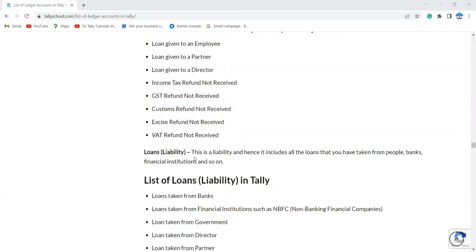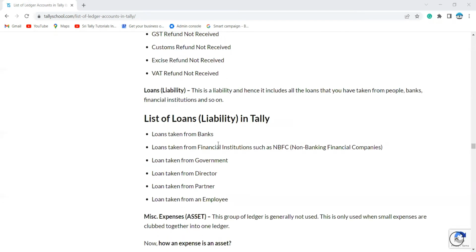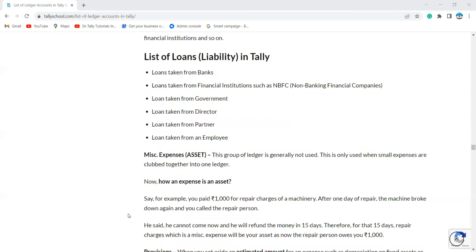Next, loans liability. When we take loans from a bank, all those loans come under loans liability. This is a liability, and it includes all the loans that you have taken from people, banks, and financial institutions. Loans taken from banks, from the government, from a director, from a partner. For example, an HDFC bank loan or an SBI bank loan all comes under loans liability.